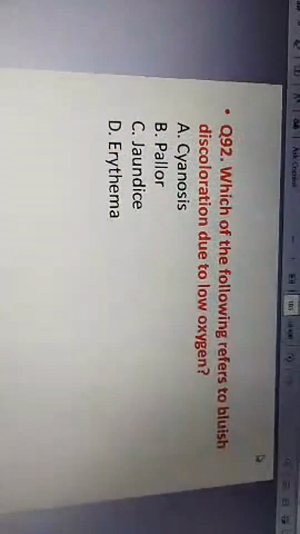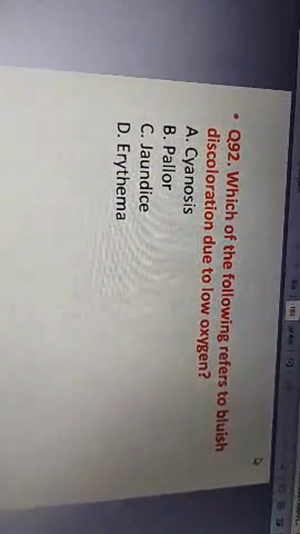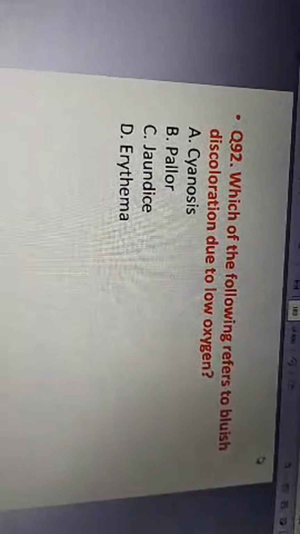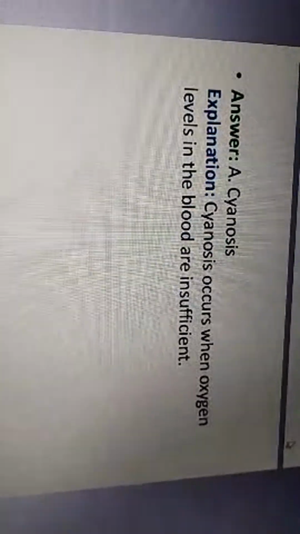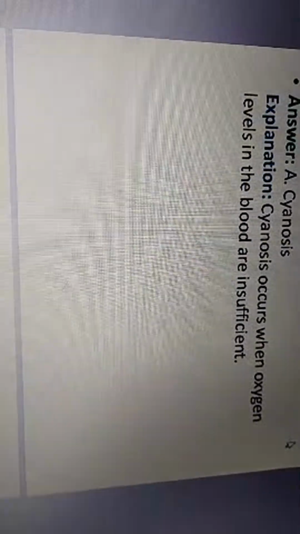The next question, which of the following refers to bluish discoloration due to low oxygen? Option A cyanosis, option B pallor, option C jaundice, option D erythema. The correct answer is option A cyanosis. Cyanosis occurs when oxygen levels in the blood are insufficient.